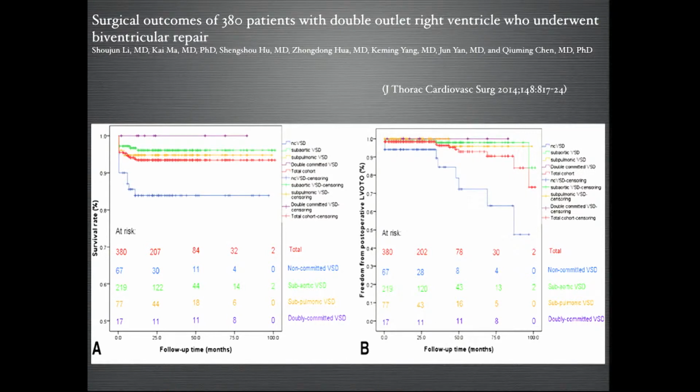This is a surgical outcome: 380 patients with DORV, in an article from China. A very bad situation here, looking at survival and freedom from postoperative LVOTO. On many occasions this was a non-committed VSD. Non-committed means the VSD is far away from both sides of the semilunar valves.